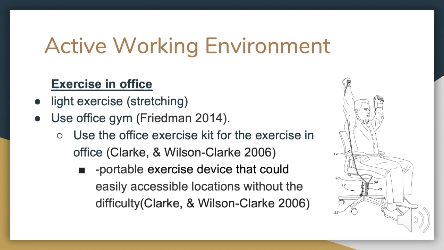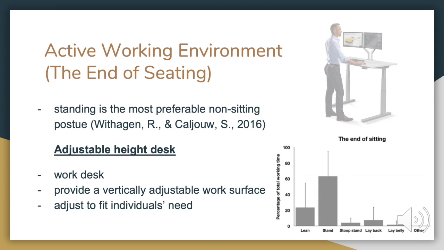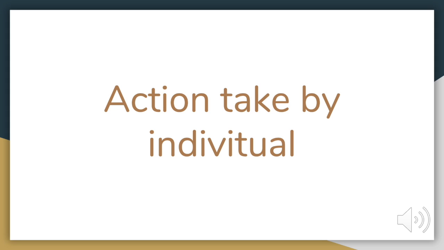The preferable and feasible exercise in office suggested by related experts is stretching and simple workout using devices in the office. Another area of active working environment is the adjustable height desk. The graph on the right bottom corner is the finding from the book The End of Sitting. It shows that standing is the most preferable non-sitting posture. The desk we're going to discuss is the best device to avoid prolonged sitting, as it can be adjusted to fit personal needs to stand comfortably. According to Policy Rainbow, here is the action taken by the individual.